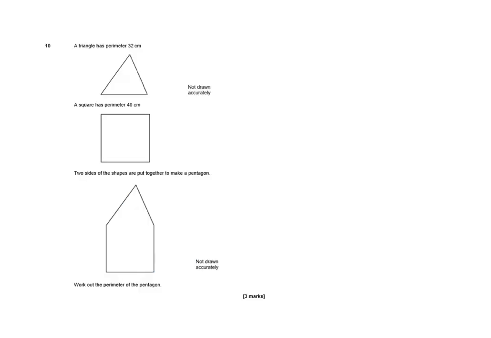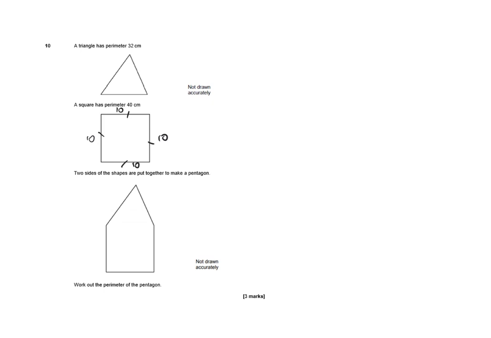On to question 10, all about perimeter. So a triangle has perimeter 32. Okay, it doesn't say it's an equilateral triangle, does it? So I can't assume that. It looks a bit wonky. That isn't a mathematical term, I'll just call it that. Square has perimeter 40. Now I do know in a square they're all equal, so they would all be 10.